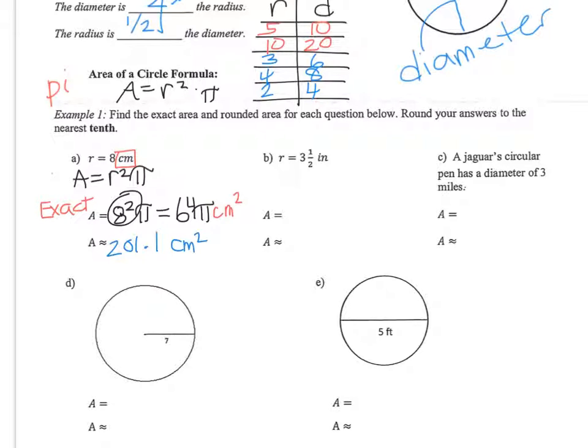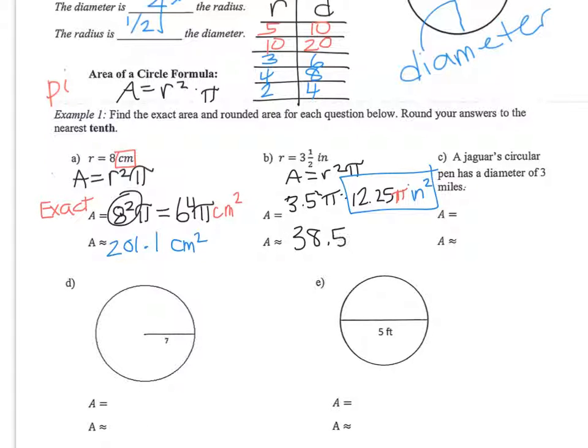So letter B. I write the formula. Area equals r squared pi. Area equals 3.5, because half is 3.5, squared pi. So 3.5 times 3.5 is 12.25, so it's 12.25 pi, don't forget your pi, and then inches squared. Now, approximate means I'm going to put that in my calculator, and I get 38.5 inches squared.